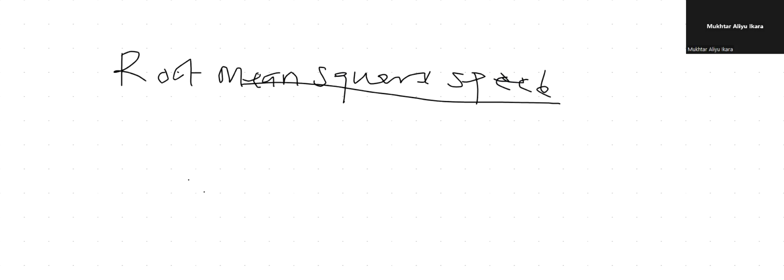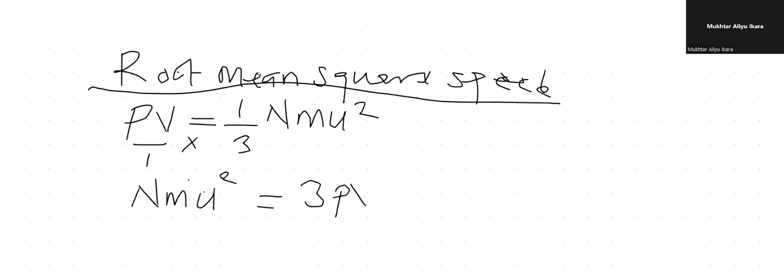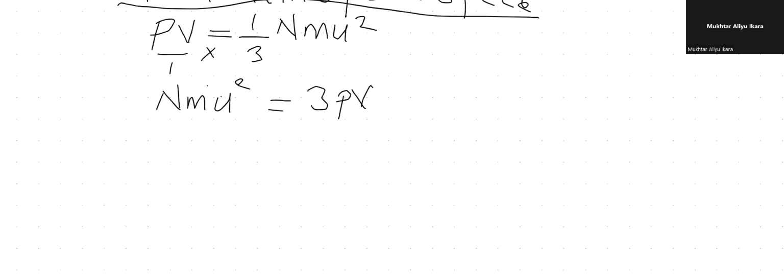Remember that from our equation we have PV = 1/3 N m u². In this case, we are going to make use of the formula. How are we going to make the subject of the formula? We cross multiply and divide both sides. After we cross multiply, we have N m u² = 3PV, so u² = 3PV all over N m.